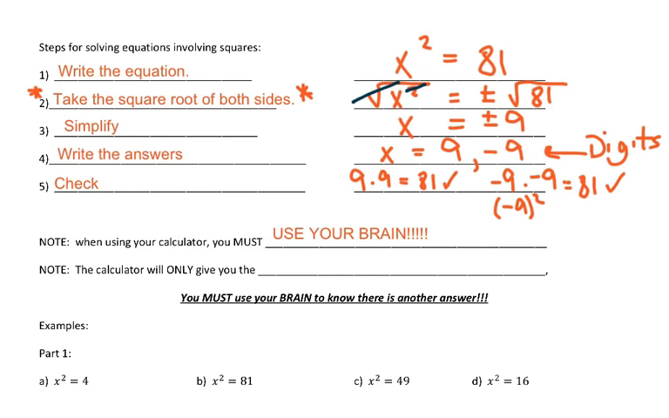The next thing in our notes says, note, when you're using your calculator, you must use your brain, because the calculator will only give you the positive answer, and you have to use your brain to know that there is another answer that is negative. Our calculators will not do that for us. So make sure to know that there is a positive and a negative unless we have a 0, like I showed you before.